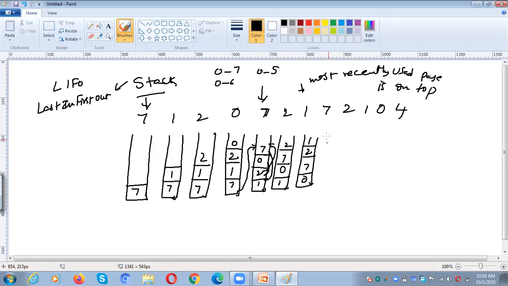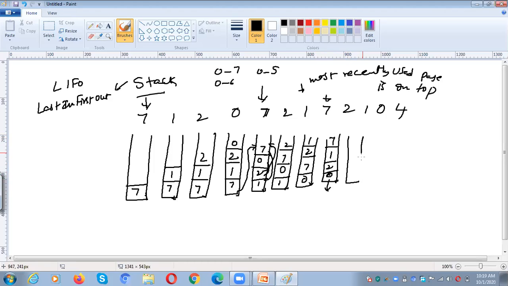Yes, ma'am. So now 7 is referred. We are referring 7 now means we need to keep the 7 in the top position. So 0, 2, 1, 7. That indicates the page which is in the last position will be the best page for replacement. Are you got my point?